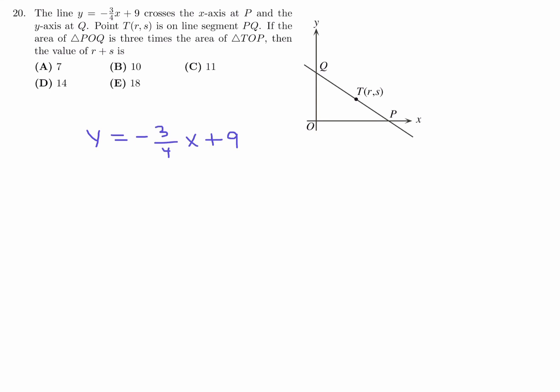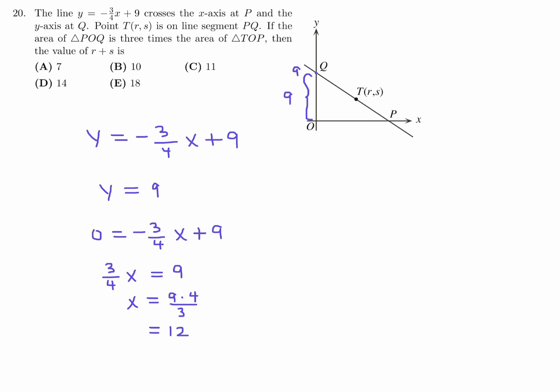And this is really just figuring out the x and y intercepts. So first, find the y-intercept: set x to 0, and that quickly gives you y is equal to 9. So that means this is 9, so this side is basically 9, QO or OQ, whatever. Now find the x-intercept: set y to 0, and you get the following. Bring the 3/4 over to the other side, and then x is therefore equal to 9 times 4 divided by 3, and that looks like 3 times 4, which is 12. So this distance is 12.